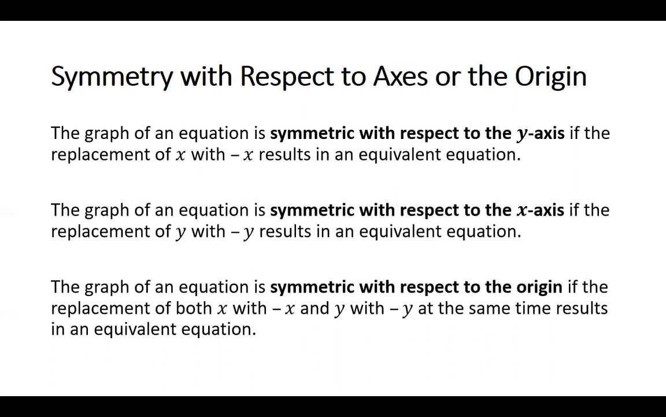Most often we deal with symmetric with respect to the y-axis and symmetric with respect to the origin, mainly because obviously if we have symmetric with respect to the x-axis, we don't have a function. Because if it reflects over the x-axis, it fails the vertical line test. So we generally deal with symmetry with respect to the y-axis and symmetry with respect to the origin, because if we're dealing with functions, it eliminates symmetry with respect to the x-axis.